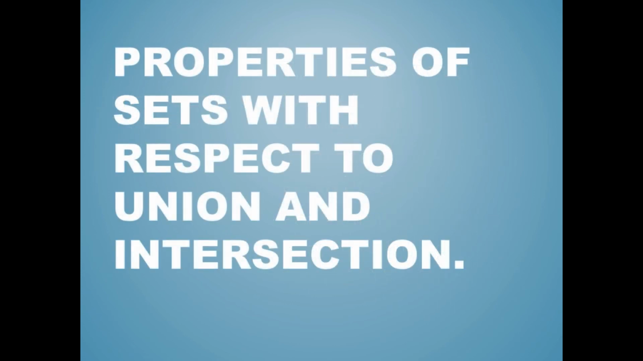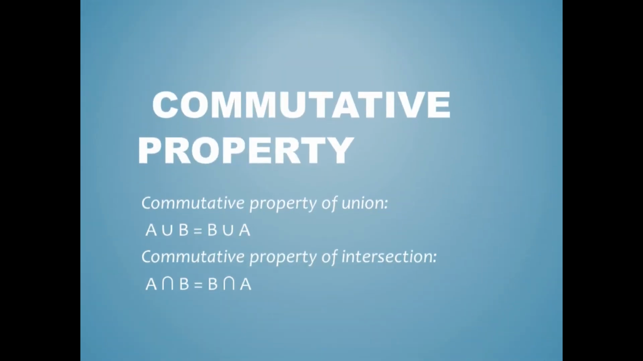Properties of sets with respect to union and intersection. Commutative property. The commutative property of union is A union B is equal to B union A. The commutative property of intersection is A intersection B is equal to B intersection A. It means when we take the union of A and B, and B and A, the answer will be the same. When we take the intersection of A and B, and B and A, it will be the same set.